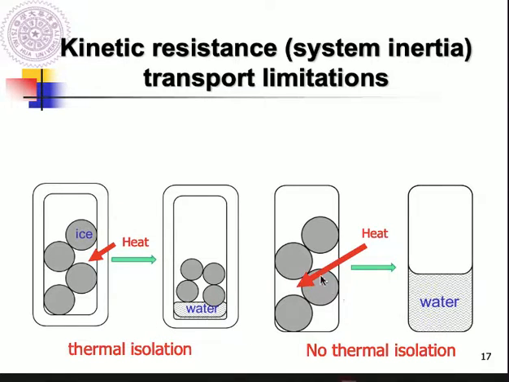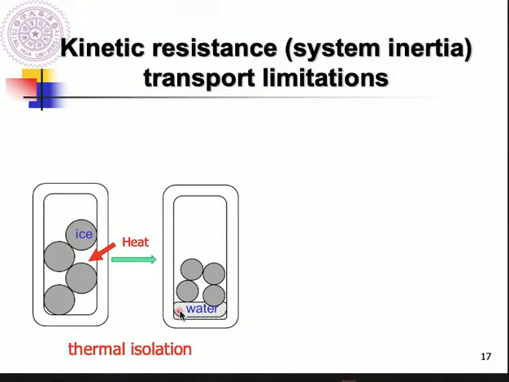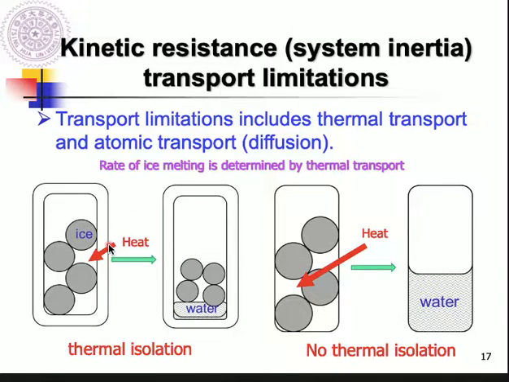So for every kinetics process you need to determine whether it is a series process, a parallel process, or just a single step process. In this case, the ice needs to absorb heat, and then it can transform to water. So that's two steps. The first one is thermal transport. Then comes mass transport, atomic transport, diffusion. Then it can convert to water.